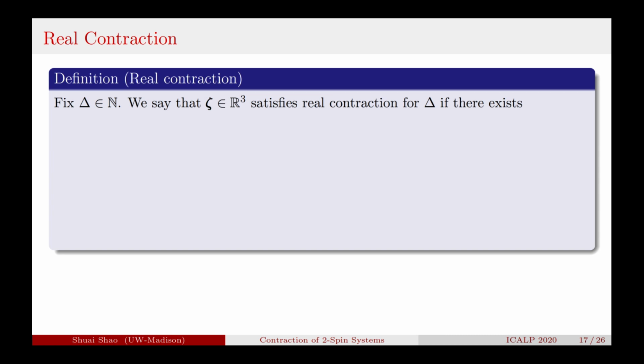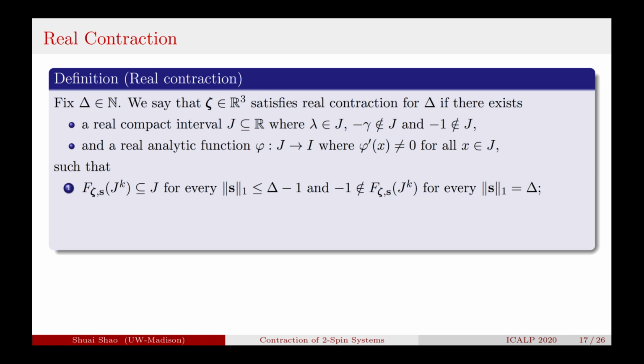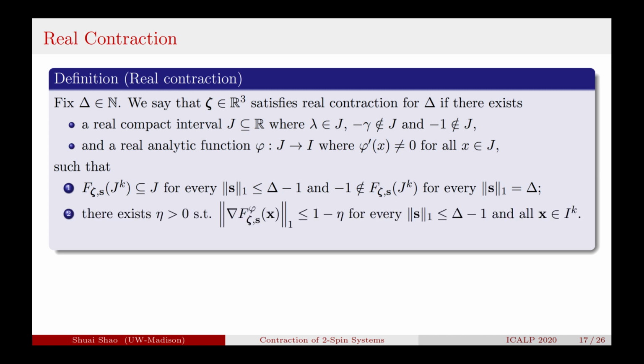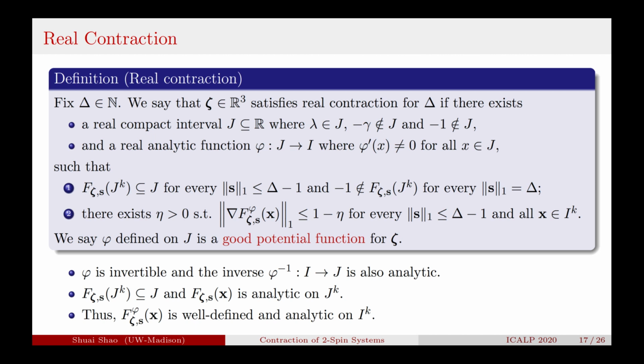Now let's formally define real contraction. We say that a real parameter satisfies the real contraction for degree bound delta if there exists a real compact interval and a real analytic function phi defined on this interval, with the derivative non-zero for all variables on this interval, such that the original recurrence function is contracted on this interval. And also, f super phi, that is the modified recurrence function obtained by applying this potential function phi, has some bound on its gradient. If this is satisfied, then we say that the function phi defined on this interval is a good potential function for this real parameter. Here, we need to make sure that the modified recurrence function f super phi is well defined. Actually, all these conditions ensure that the modified recurrence function is well defined and analytic.